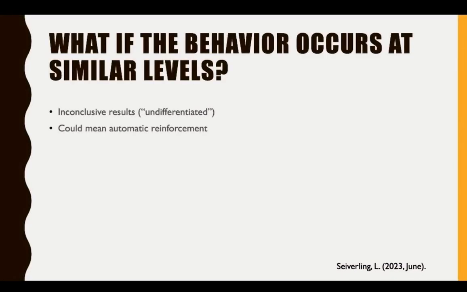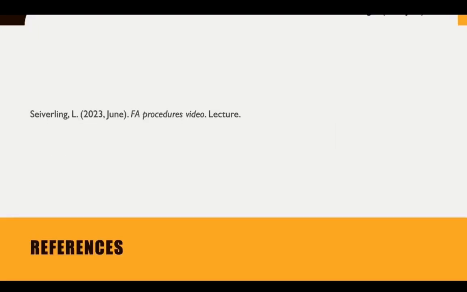So what if the behavior occurs at similar levels? This means that, well, it depends on the situation, but typically results are deemed inconclusive, also known as undifferentiated. It could also mean that the function of the behavior is automatic reinforcement if it occurs similarly across all levels.